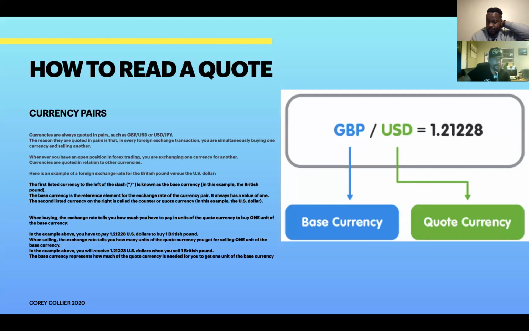So when you're buying, the exchange rate tells you how much you have to pay in units of the quote currency to get 1 unit of the base currency. Like I said, in this example, it takes $1.21 to get 1 British pound. But if you wanted to sell a British pound in exchange for the United States dollar, you're going to get $1.21.